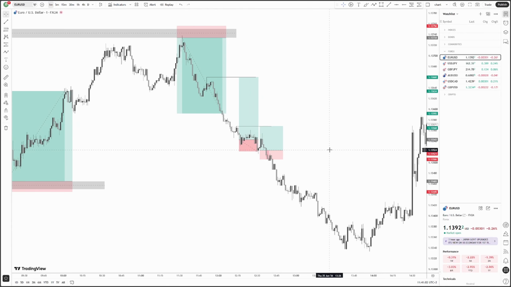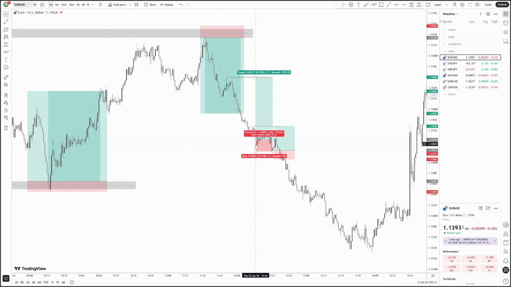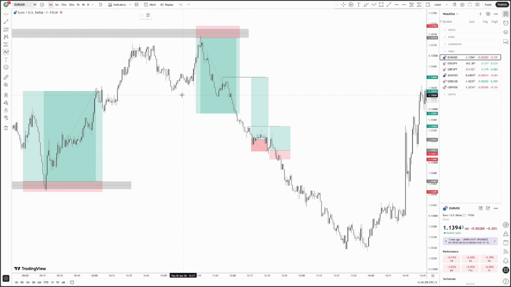Let me explain why this didn't work. I see what you were trying to do, because I understand how this could look like a reversal, right? You got your lows and your highs. However, that didn't happen. So let me explain why this didn't work. First of all, there was a very strong reaction from this zone. So you shouldn't really be thinking about longing.